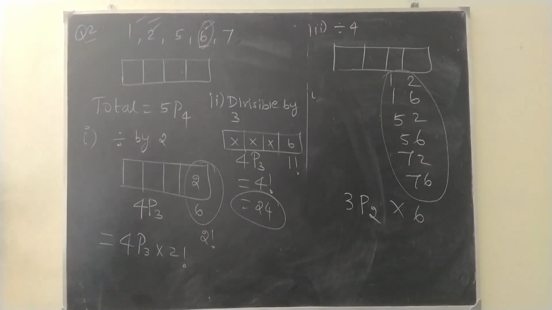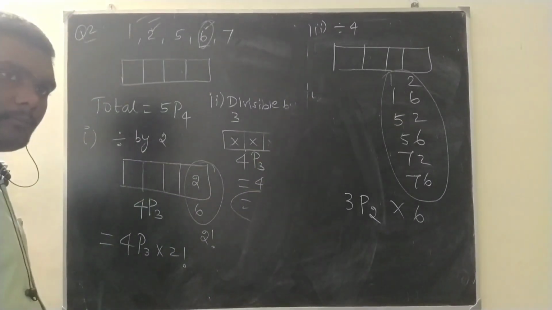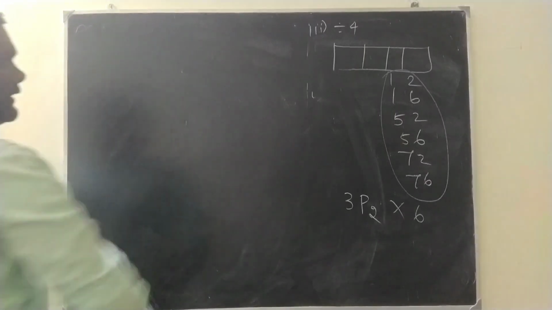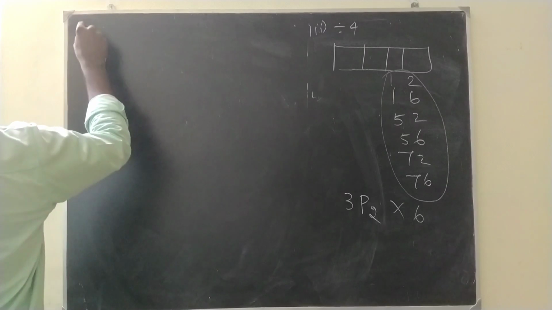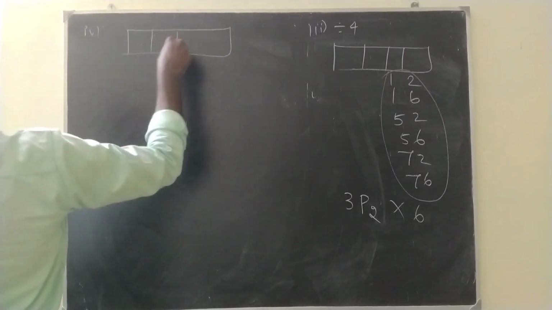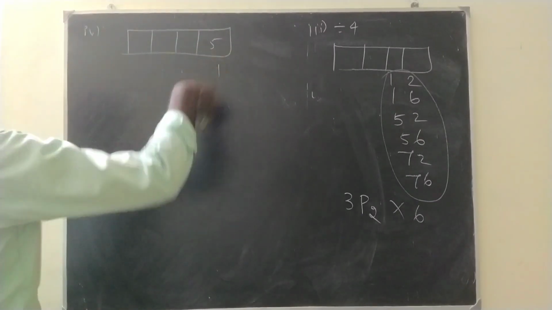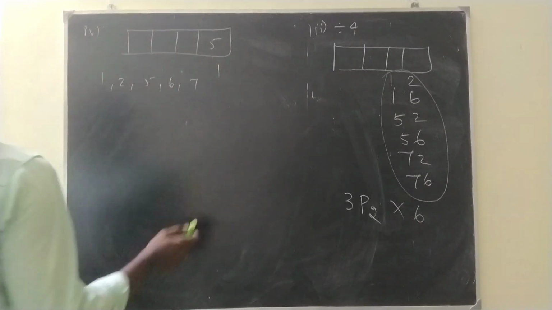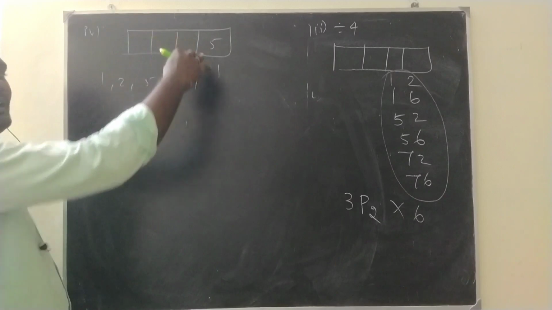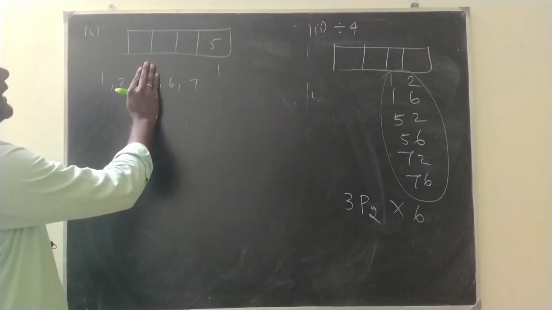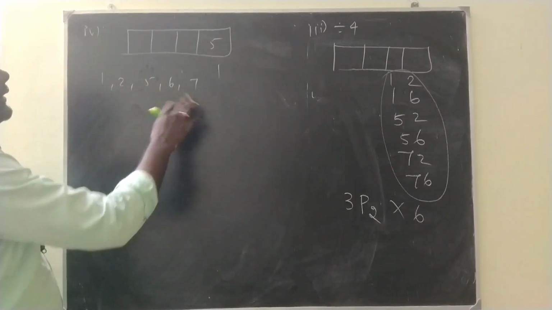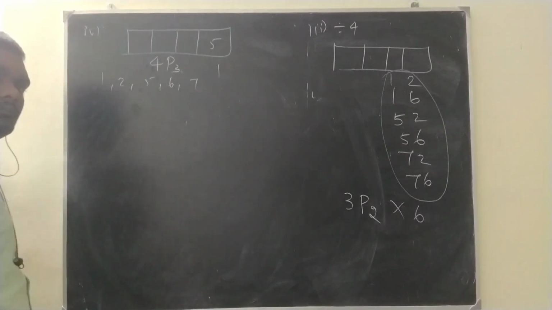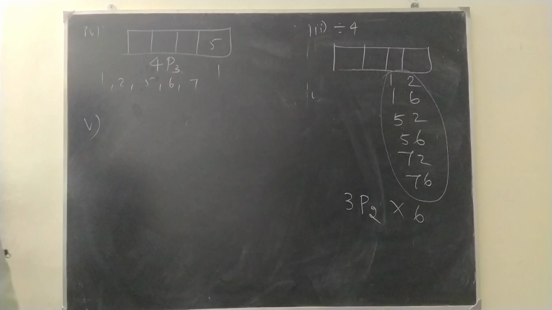Next, divisible by 5. Divisible by 5 means the last digit is fixed. Last digit is fixed, 5. It should end with 5. So only one possibility. Wait man, last number 5 fixed. Whatever number we fill here, that is divisible by 5. So 5 already taken. Remaining how many numbers are there? 4. From that 4, how many do we need? So 4p3. That's all. 4 factorial. 4p3 is 4 factorial only.